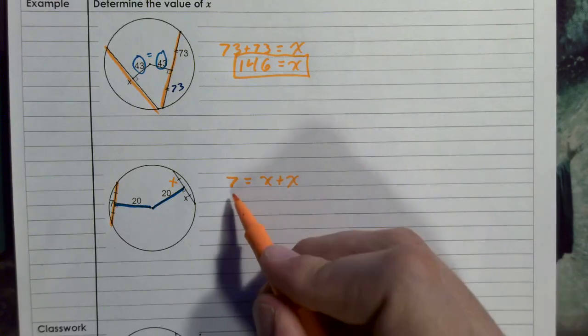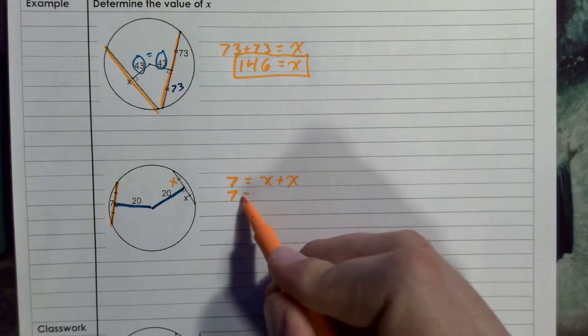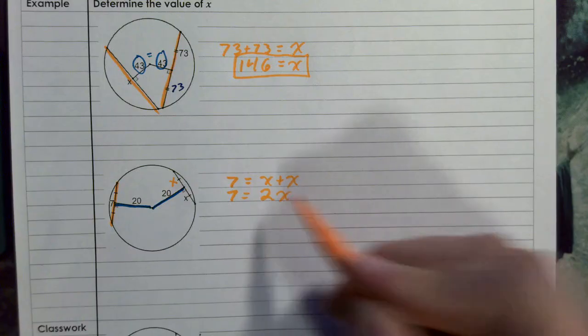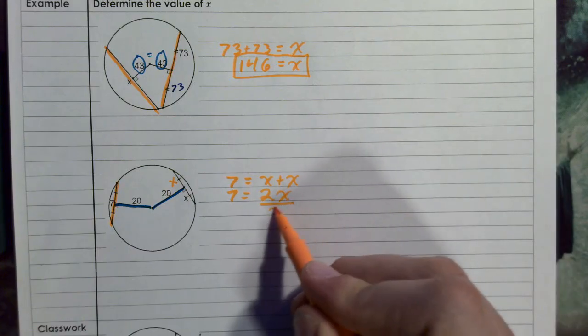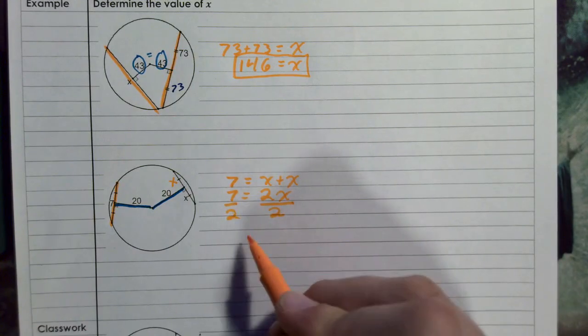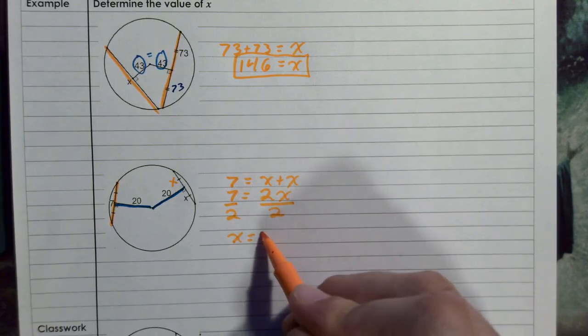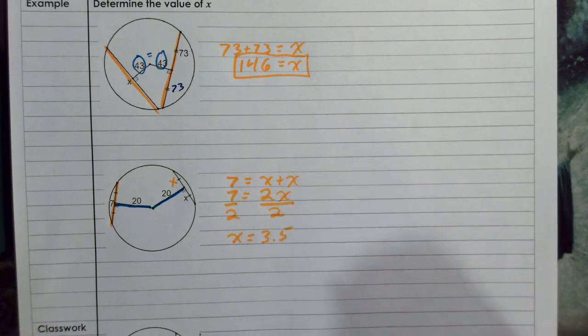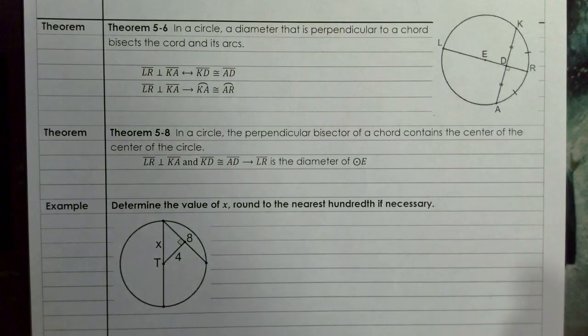So this is just going to be a little bit of a solve this time. So 7 equals 2x. And so then we divide both sides by 2. So x has got to be 3.5. Our next theorem or pair of theorems are kind of relating to each other.